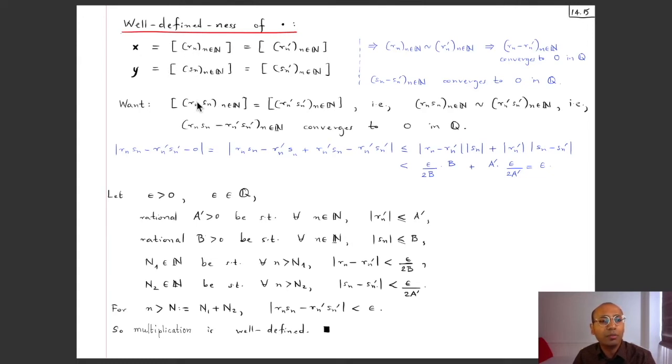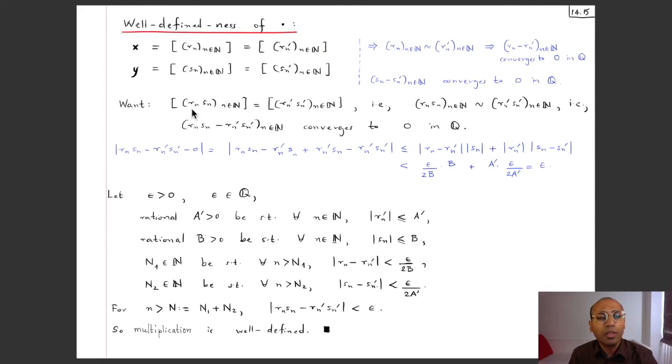And what we want to show is that if we use these two representatives from these equivalence classes to calculate the product, so we take their term-wise product Rn Sn and then take the equivalence class of that, then the real number that we get in this manner is the same as the real number one obtains if we use these representatives. So we take the term-wise product of Rn prime and Sn prime and then take the equivalence class of that. And what we want to show is that the then obtained real number is the same as the one that we obtained earlier with the other representatives.